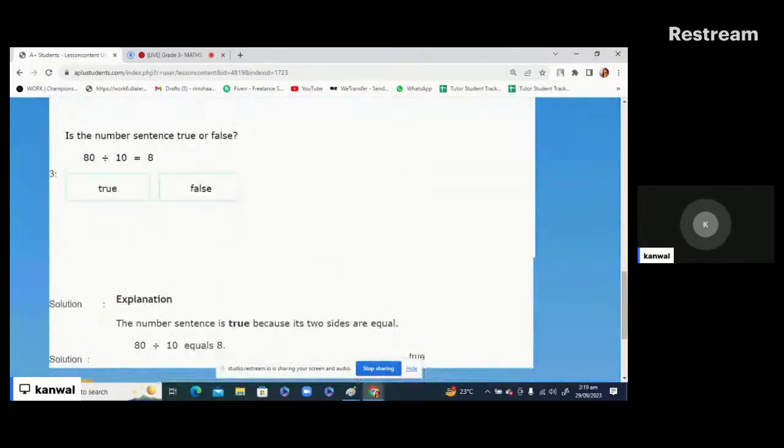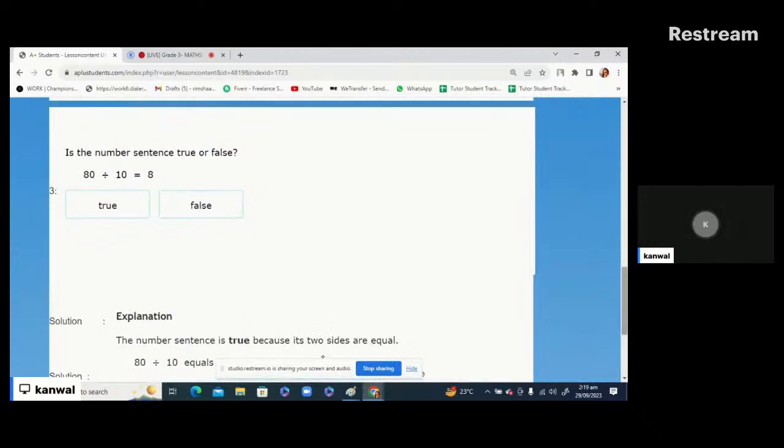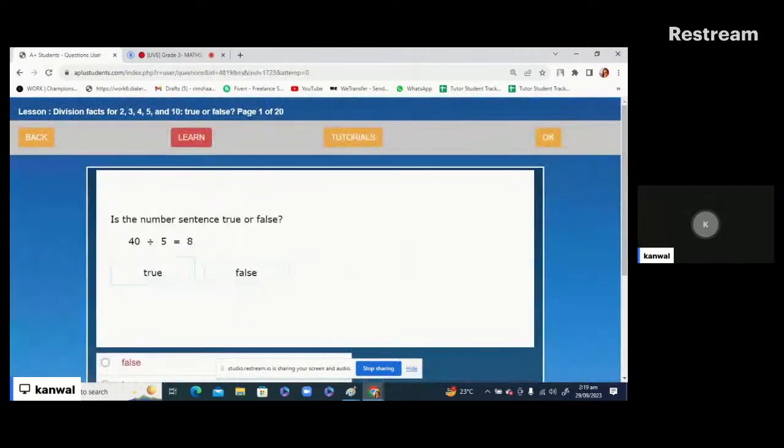Is the number sentence true or false? 80 divided by 10 is equal to 8. Is this true or false? Yes, it's also true. Now let's do the test question, some of it.